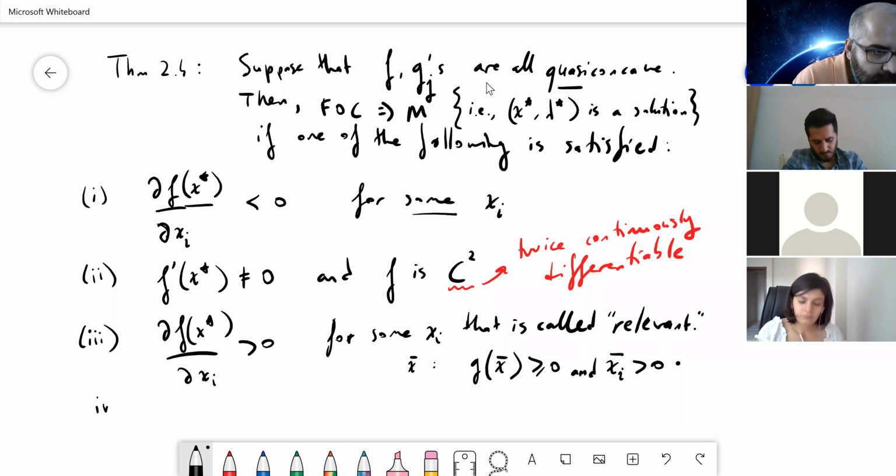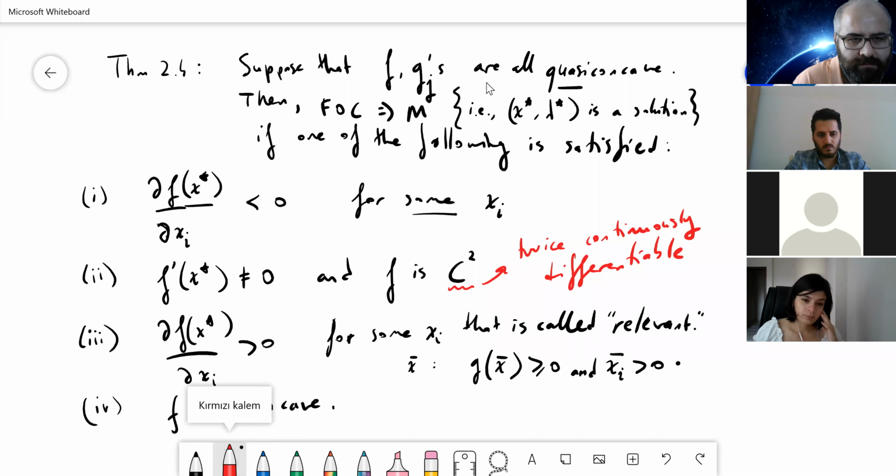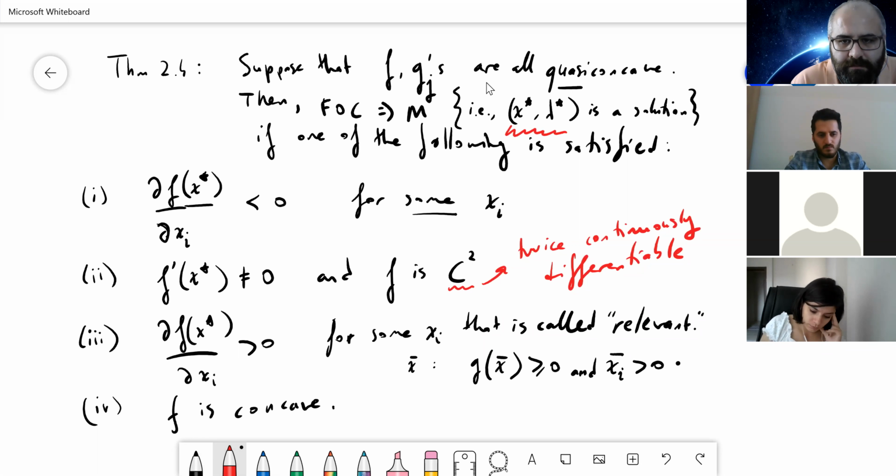Finally, there is a third one: if F is concave. Now that also saves you a lot, because if you know F is concave, but the G's are quasi-concave, then this is a solution. So theorems 2.2 and 2.4 give you all the nice ways to check.